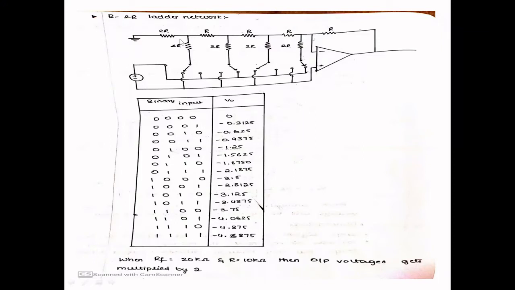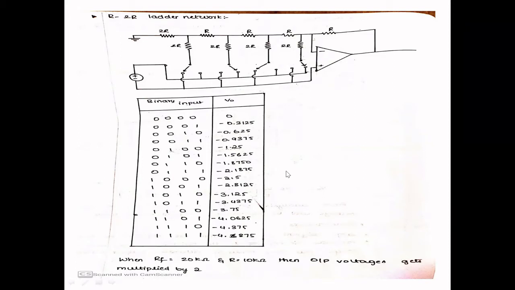Wherein you will have n number of resistors which will be connected, R and 2R. These are the two resistors which we are going to consider in R2R ladder network. So that is the reason the name says R2R ladder network, wherein you consider resistors R and 2R. These are the two resistors you are going to consider in this ladder network, and the network is in the form of a ladder. So that is the reason we call this network the R2R ladder network.